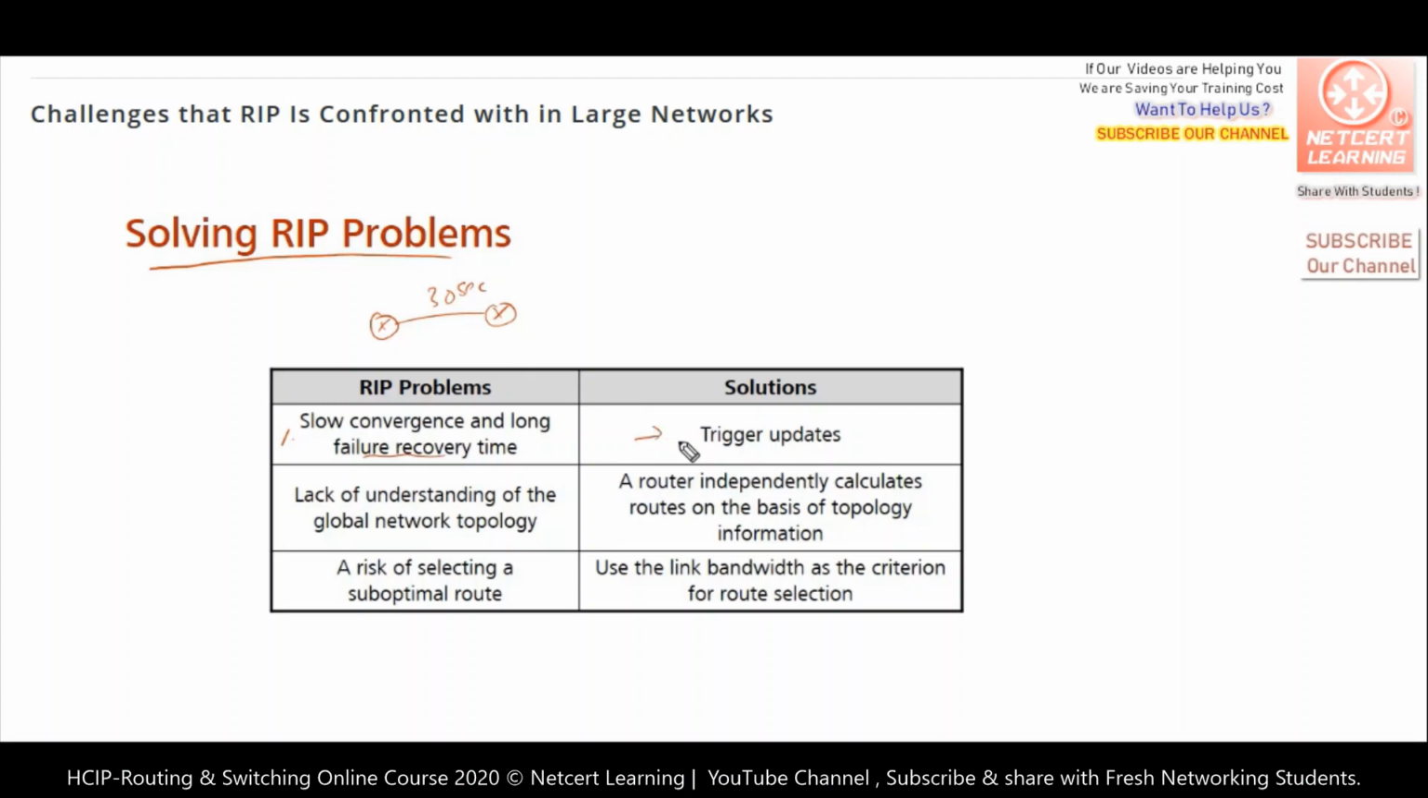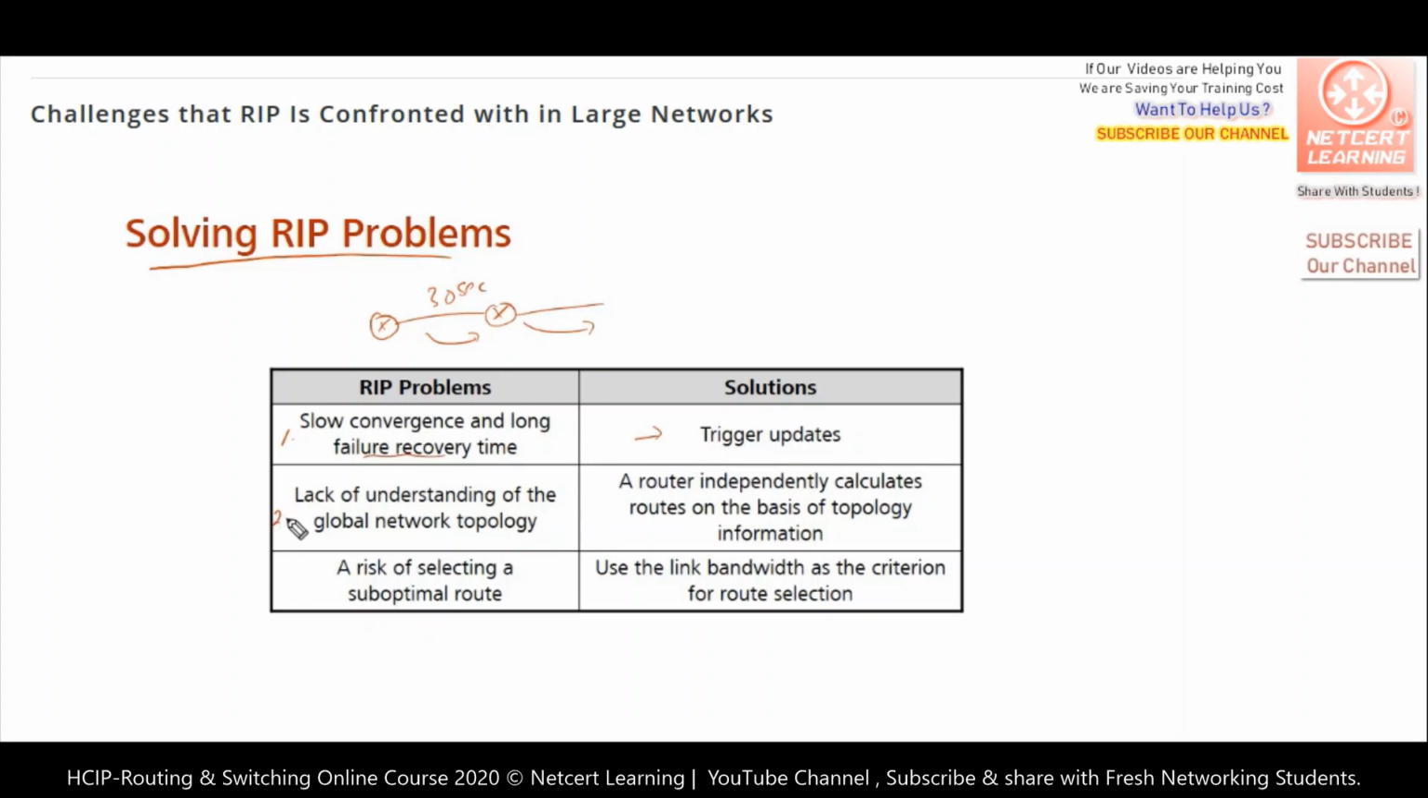The solution for this is to use a triggered update, which means that once there is an update, this information will be updated immediately to the next router. So it will speed up the convergence time. This is where the OSPF triggered update comes in.